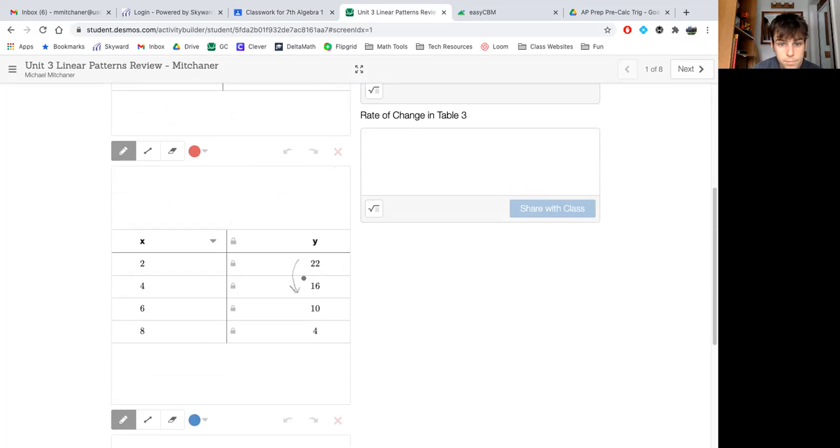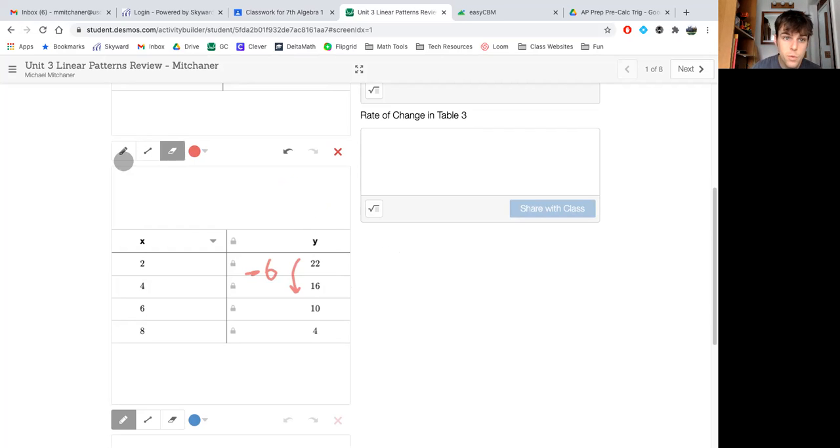Change in y. Pause it if you want to try this one on your own. 22, 16, 10, 4. We're decreasing. This is a negative rate of change here. It looks like it's going down by 6. Remember, you can always figure out the difference between these numbers just by subtracting them. So if you do 22 minus 16, that's going to give you a difference of 6. And we know that it's going down. So there we go. We get a decrease of 6.